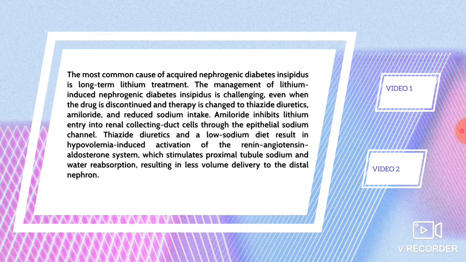The diuretics and low sodium diet result in hypovolemia-induced activation of the renin-angiotensin system, which stimulates proximal tubular sodium and water reabsorption, resulting in less volume delivery to the distal nephron.